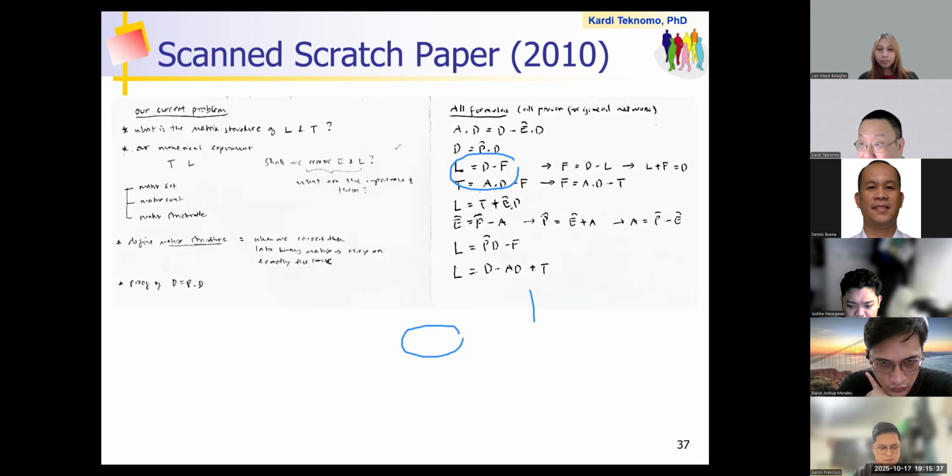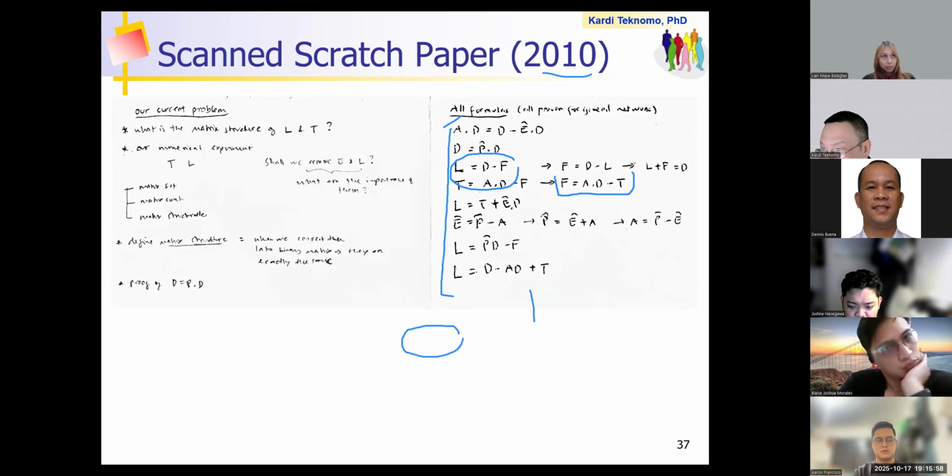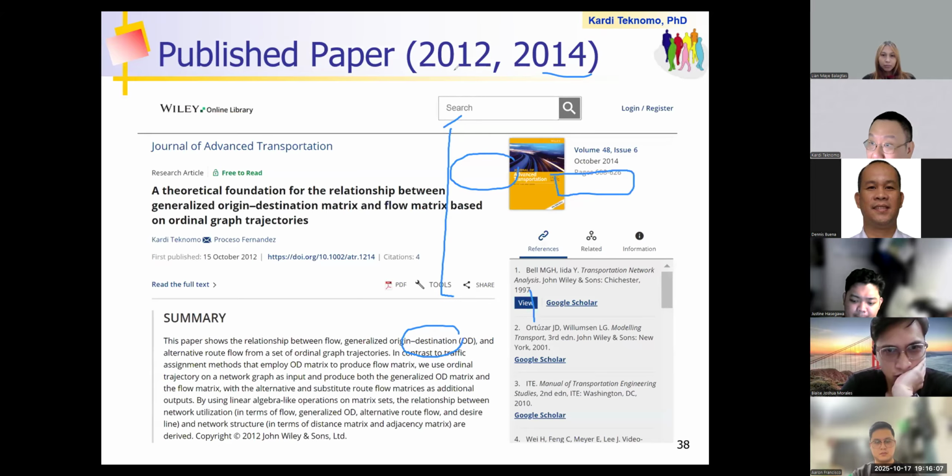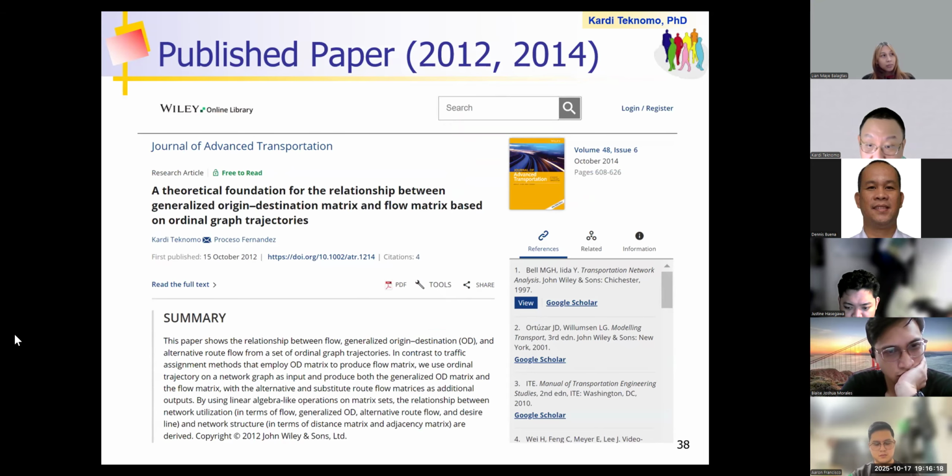So eventually I got a lot in. One year later, this is the scratch. So we can get a lot of formulas out of that, the same technique. And the one that I showed a while ago, the complete formula is this one. Then in 2012, it was published in this journal, Advanced Transportation, with the help of my friend.